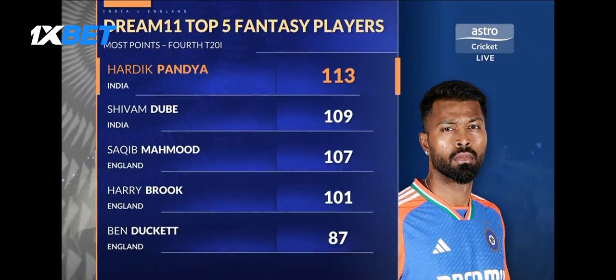Let's take a look at the Dream 11 top 5. Hardik Pandya 113, Shivam Dube 109 points. Saqib Mahmood took 3 wickets early on, 107, then Brook and Ben Duckett.